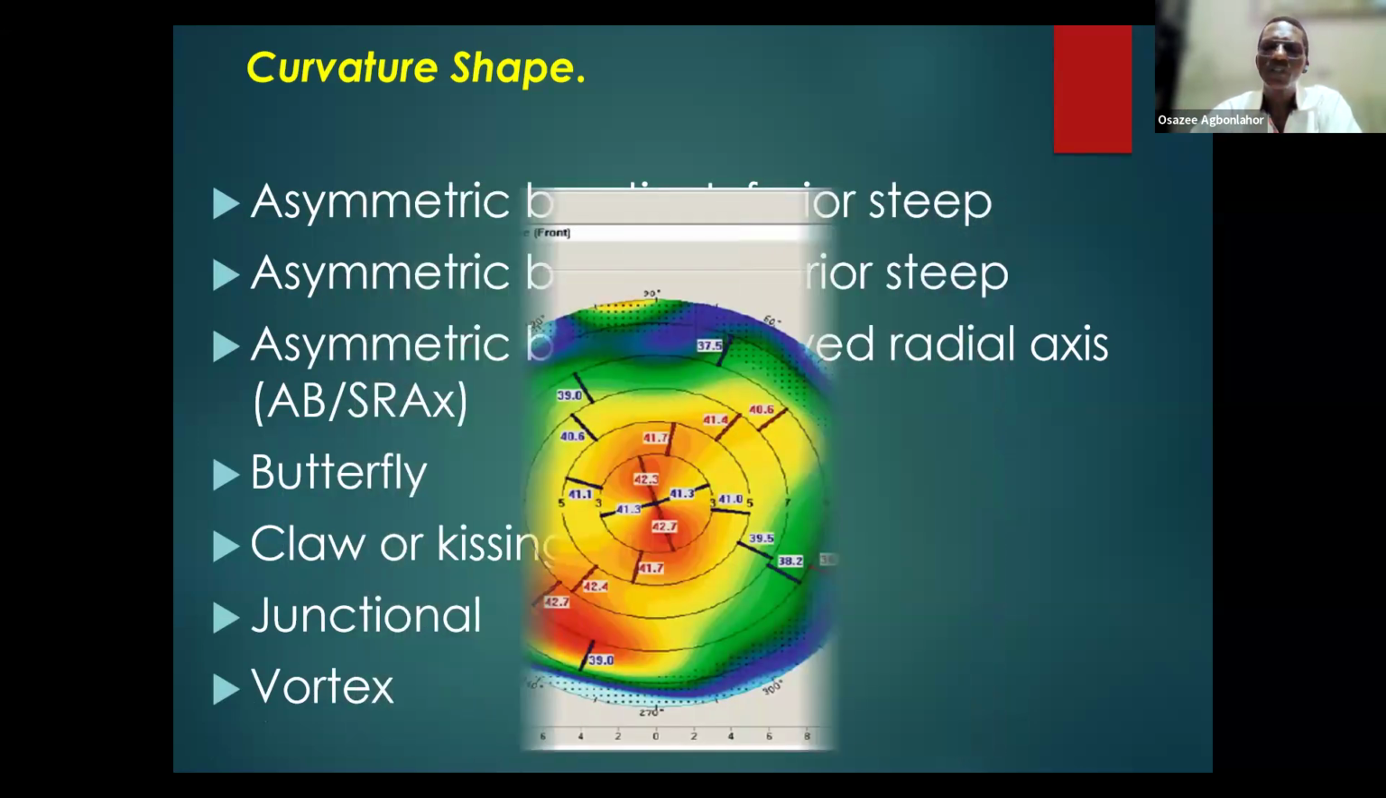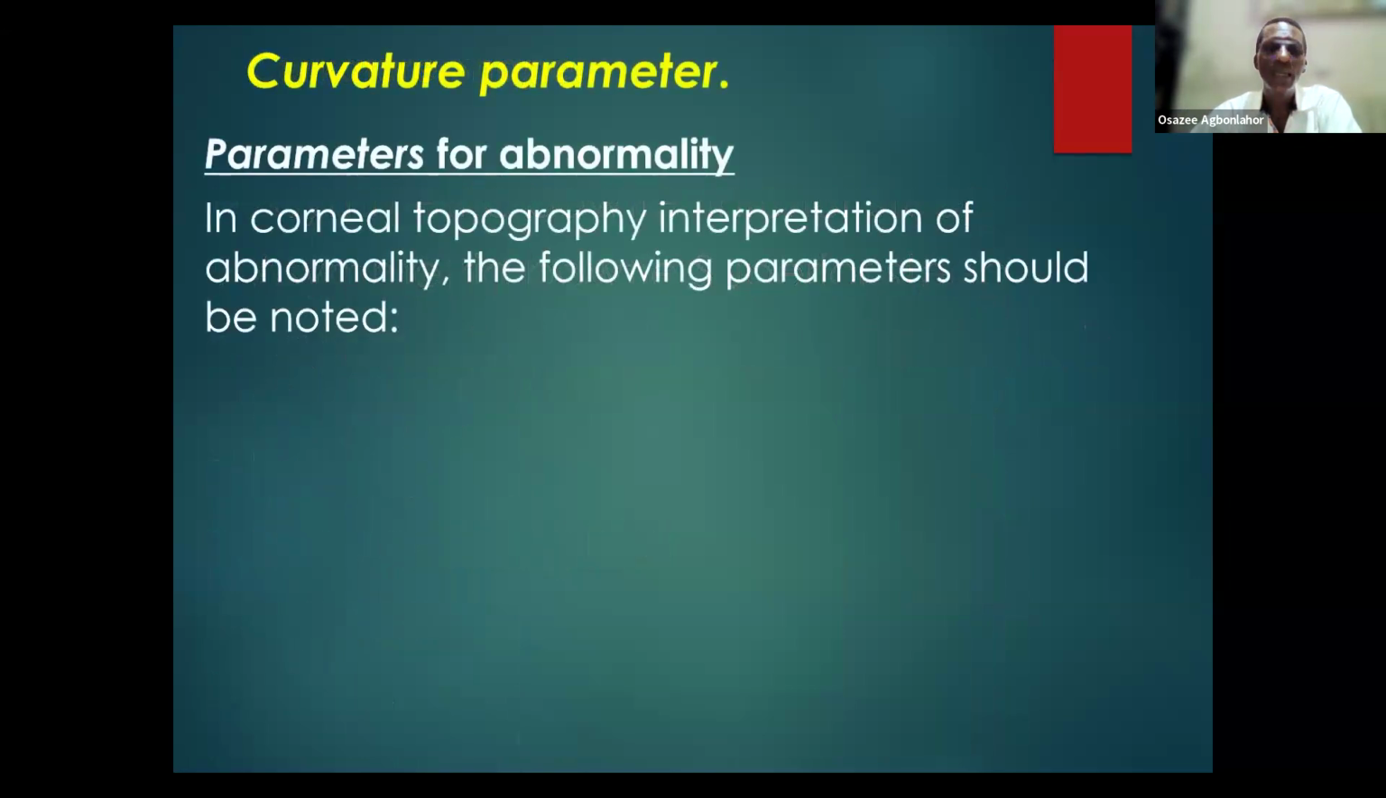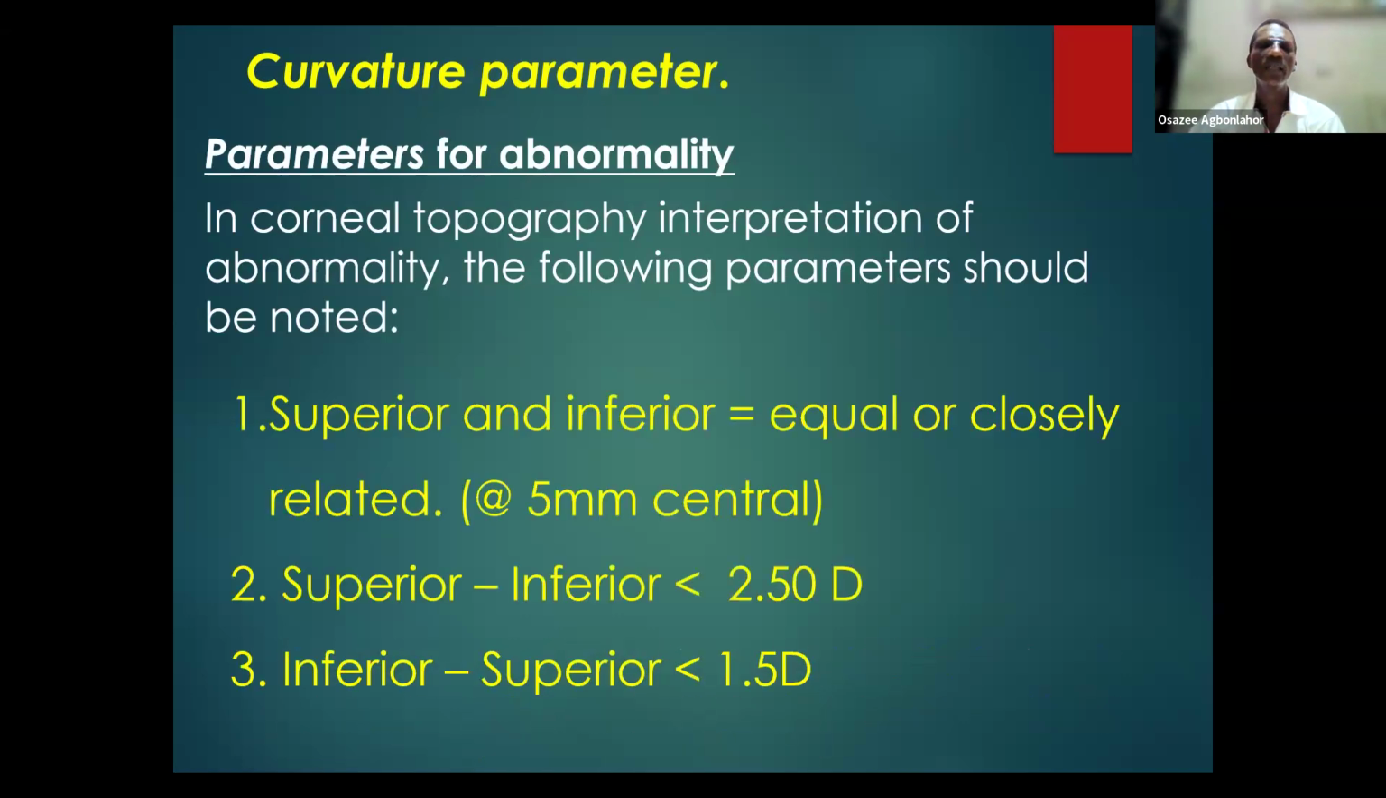So all of this just depicts an abnormality. So you must know what a normal cornea looks like. Then when you see an abnormal curvature, it will be easy for you to identify. So in corneal topography interpretation of abnormality, the following parameters you can note. First is that the superior and inferior area must be equally related, around the central 5 mm.